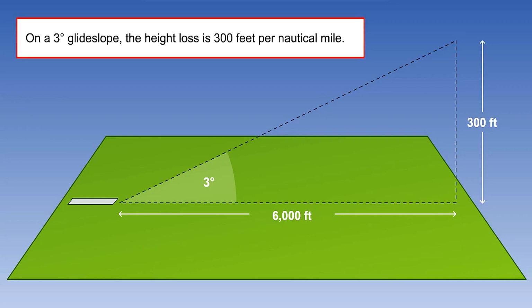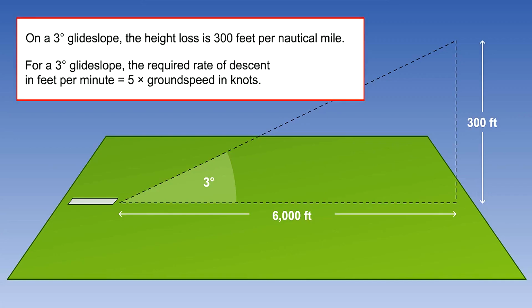An aircraft with a ground speed of 60 knots will take 1 minute to travel 1 nautical mile. Therefore, the required rate of descent to be indicated on the VSI will be 300 feet per minute. A simple formula to remember is for a 3-degree glide slope, the required rate of descent in feet per minute equals 5 times the ground speed in knots.